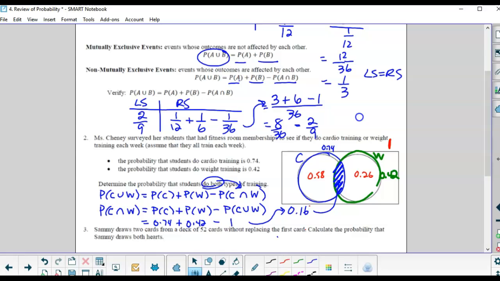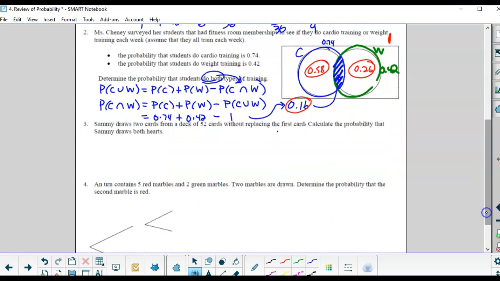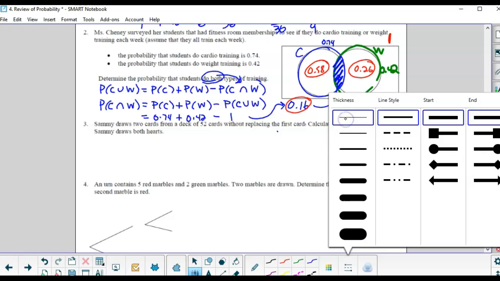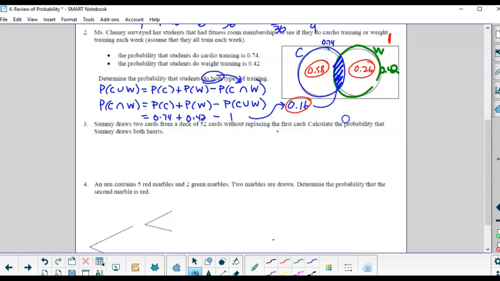If you add this and this and this, you should get 1. Okay. Here's a pretty straightforward one. I don't even think about a formula really for this. Sammy draws 2 cards from a deck of 52 without replacing the first. Calculate the probability that Sammy draws both hearts.